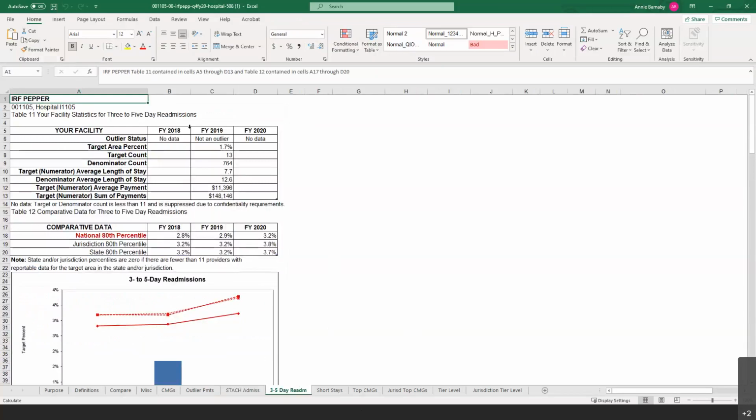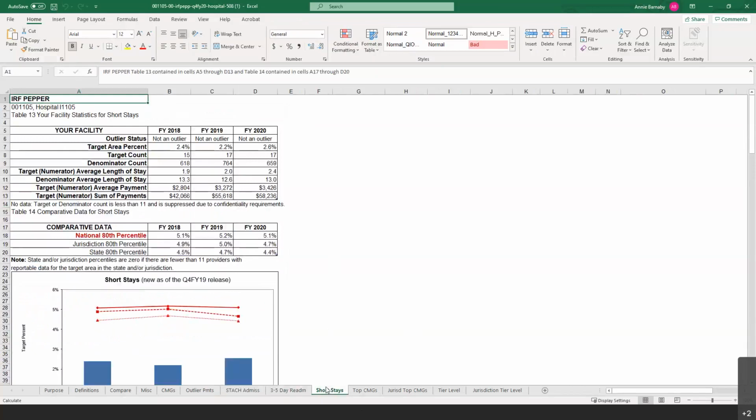We can see no data here for this one, but we know not to panic here because it would be less than 11. Short stays, we don't have any outlier status here.